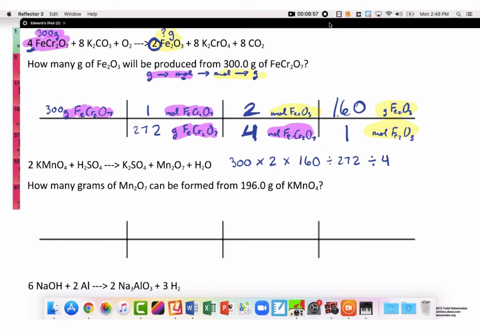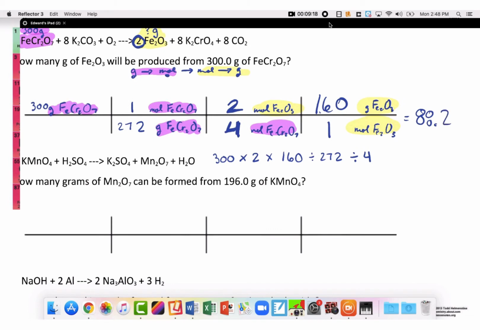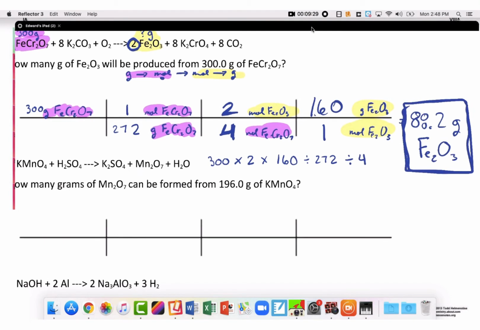So let me punch that in for real. 300 times 2 times 160 divided by 272 divided by 4. And I got 88.2. And so 88.2, and that'll be grams of Fe2O3. And I'm going to mark that, maybe circled or squared. I guess I'm going to square it this time. Okay? And that's it.